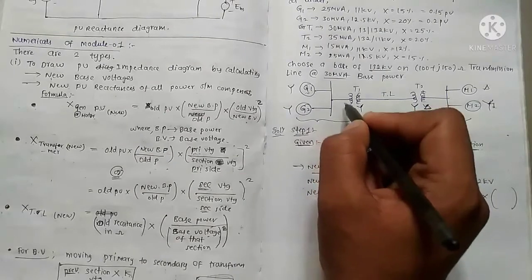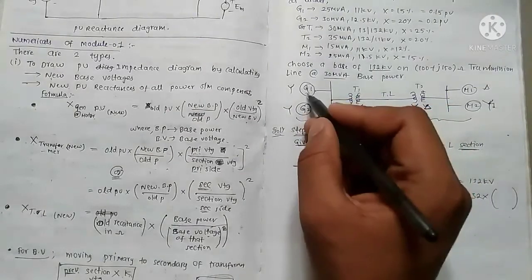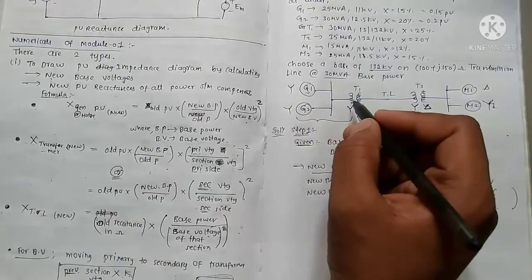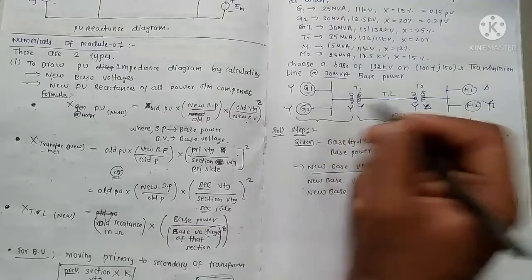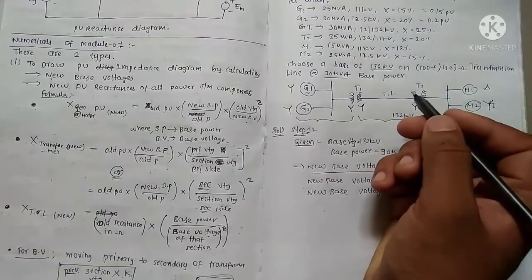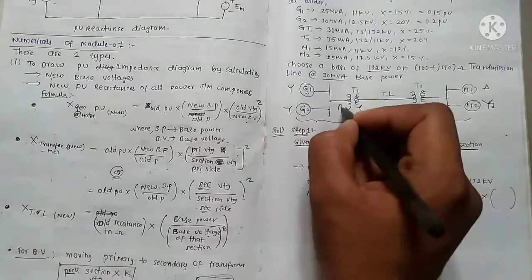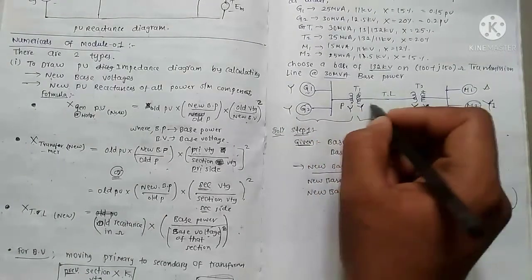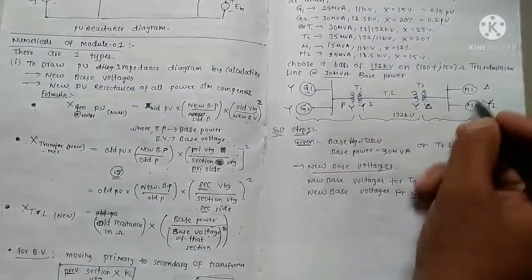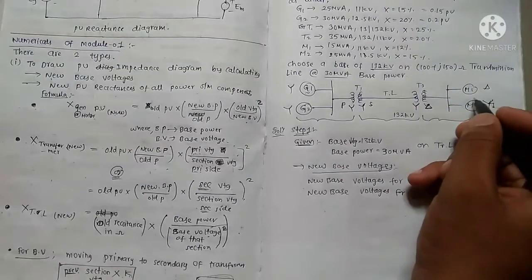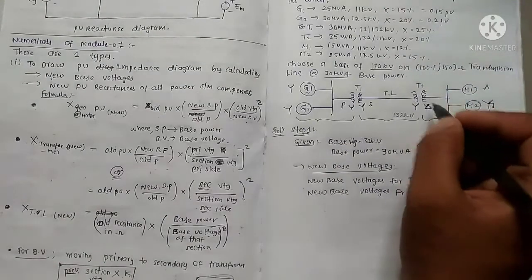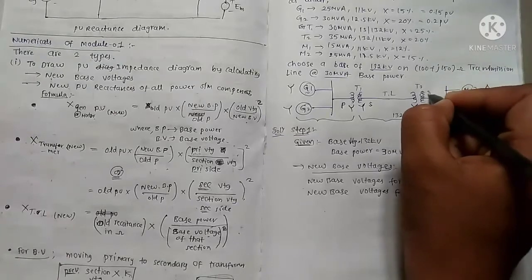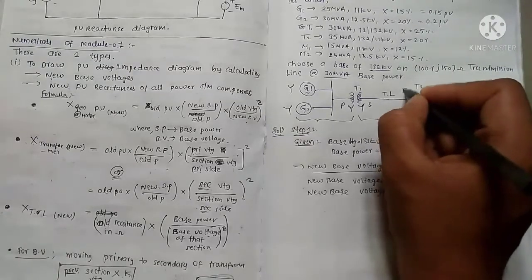Since always generators generate the power and transfer it to the transformer primary, and from the secondary we take the loads, right? Always generators are connected to the T1 primary and automatically this becomes the secondary. Since these are motors, loads are always connected to the secondary side of a transformer, right? So this is secondary and this is primary.